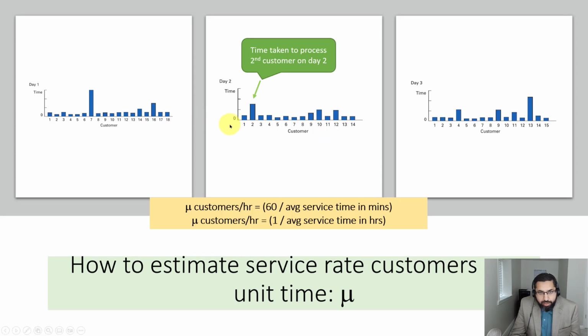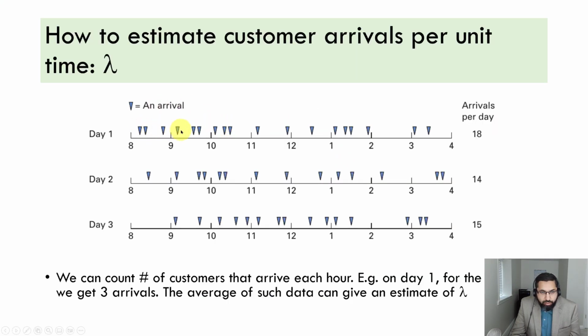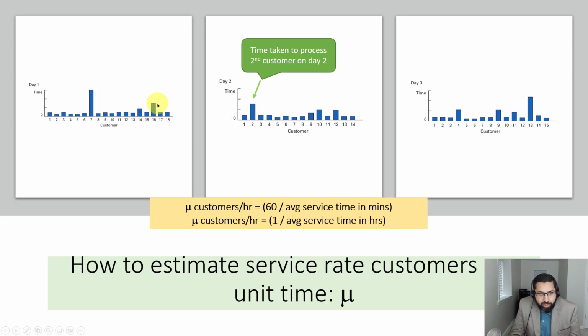Once we have seen how to get data on customer arrival times and use that to calculate arrivals per hour or per day, and we have looked at how to measure the service times and use that to get the average service time and then find the customers served per hour, we can then proceed to do further analysis. These two are sometimes called fundamental parameters that we use in our analysis.